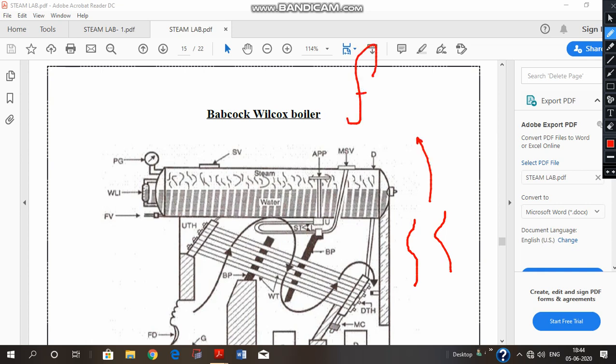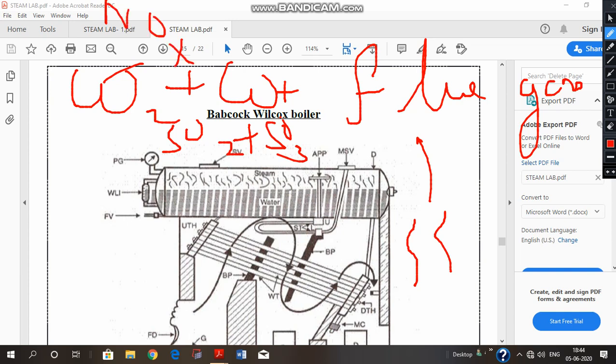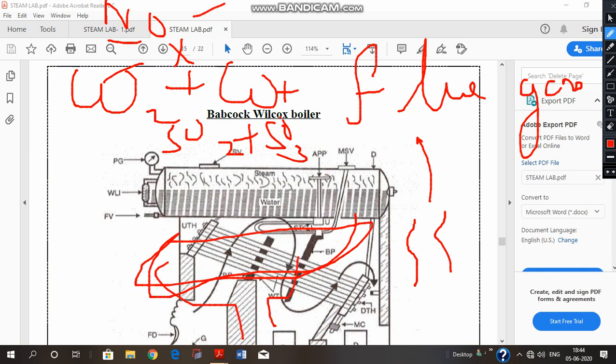Now flue gases, F-L-U-E, flue gases. The composition of the flue gases will be CO2 plus CO plus SO2. SO2 will be produced because of the presence of sulfur, SO3 also, and NOx compounds also. Why is NOx present? Because the temperature inside the boiler is comparatively high, and since air is used for combustion of the coal, NOx is produced.